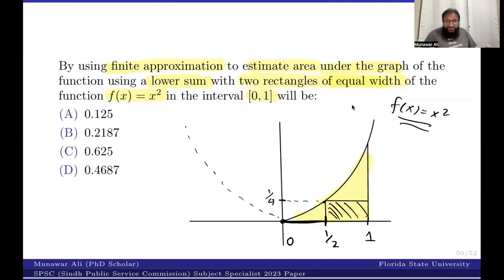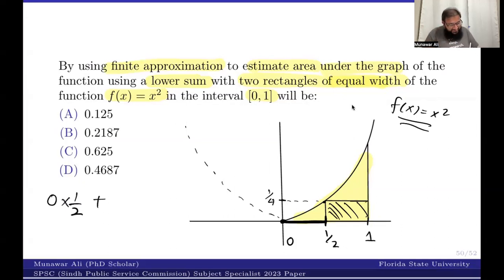So what is going to be the approximation? Very simple. You take the value of the function, which is 0, because the value of the function at the lower level is 0. And what is the length of the interval? It is 1/2. Value of the function times the length of the interval.